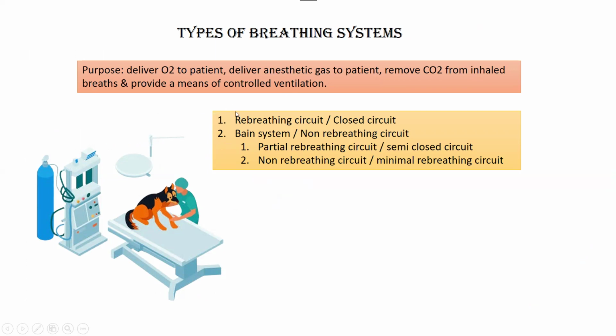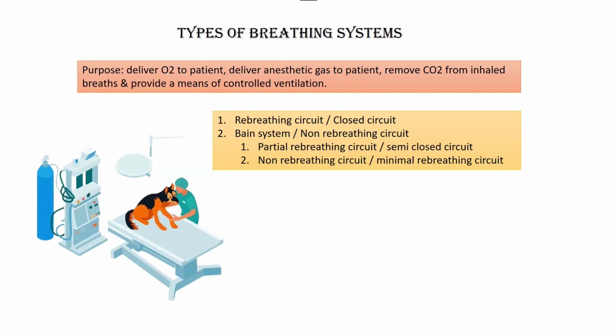There are two main types of breathing systems. Number one is the rebreathing circuit, also called a closed circuit, in which the patient will exhale in the same system and then inhale the same gases. The second division is the Bain system, called the non-rebreathing system. In this system, the animal will inhale the gas and exhale, but the gas it exhales will not be inhaled later on.